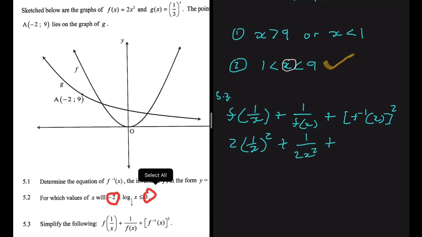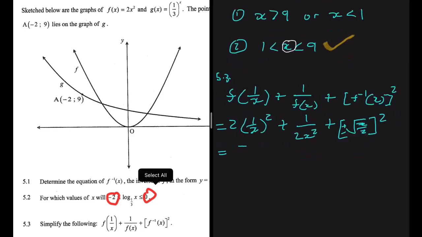We have calculated f inverse. We know that f inverse is square root of x divided by 2. We have a plus or minus here, right? And then we're supposed to square that. So if we compute that, we're going to have 2 multiplied by 1 divided by x squared, right? So we're going to have 2 divided by x squared, and then plus 1 divided by 2x squared, and then plus, so we square the square root of x divided by 2, so that will just be x divided by 2, right?